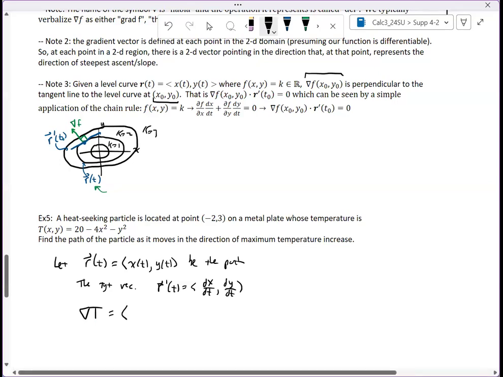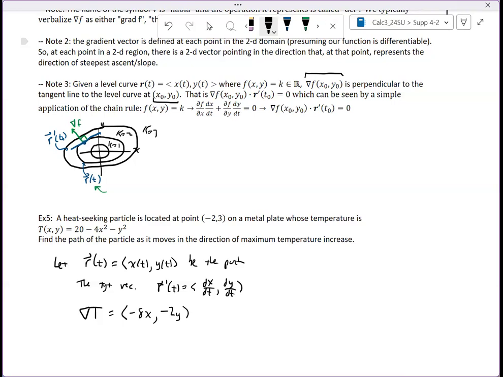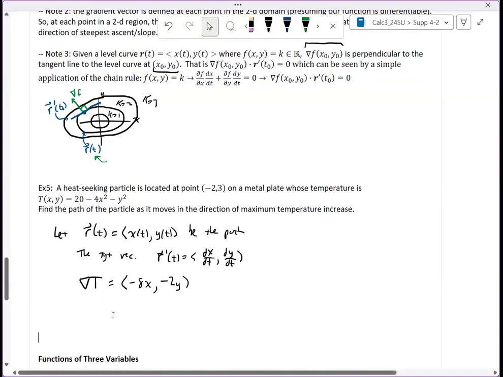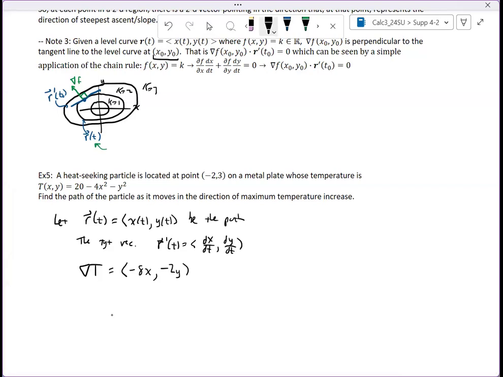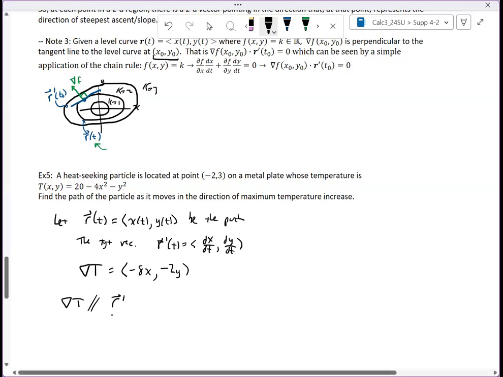So grad T is the partial of T with respect to x, negative 8x, for the first component, and the partial of T with respect to y, negative 2y, for the second component. But the tangent vector to the path should be in the same direction as the gradient. These two aren't necessarily equal, but they should be parallel. So we should have grad T parallel to r prime. Or in other words, we should have grad T as, say, k r prime.